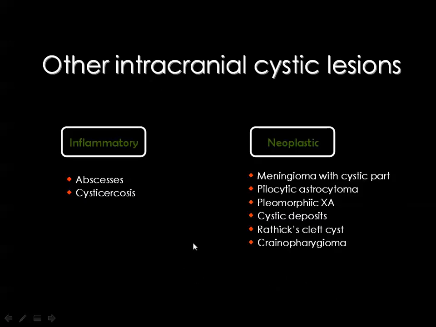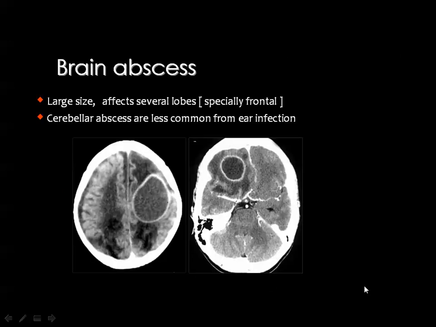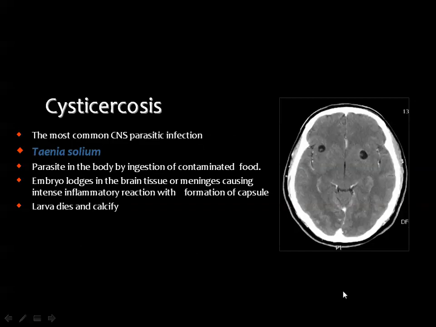Then we should mention these intracranial lesions which may appear like cysts or have a cystic component like the abscesses, the cysticercosis, and some of the intracranial tumors. And the abscess will be discussed in full detail in the lecture of intracranial infection. And you know that the abscess looks like a cyst, but if you inject the contrast media, the wall of the abscess will enhance uniformly, and the abscess being an inflammatory lesion, it will be surrounded by significant perifocal brain edema.